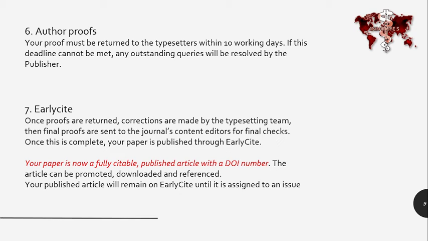Next is Early View. Once proofs are returned, corrections are made by the typesetting team, then final proofs are sent to the journal's content editors for final checks. Once this is complete, your paper is published through Early View. Your paper is now a fully citable published article with a DOI number. The article can be promoted, downloaded, and referenced. Your published article will remain on Early View until it is assigned to an issue.